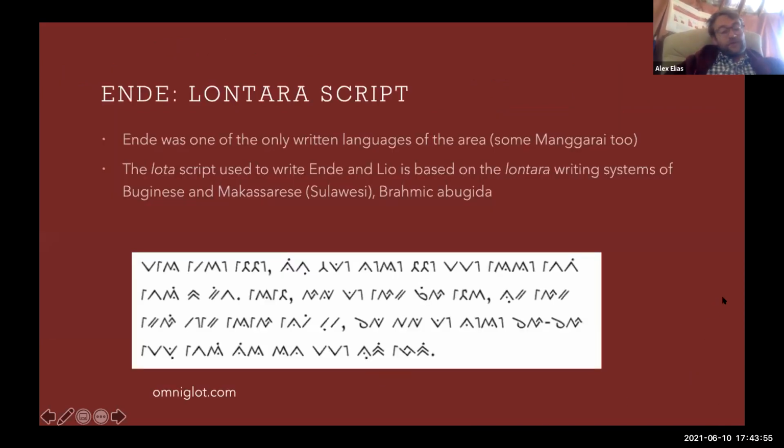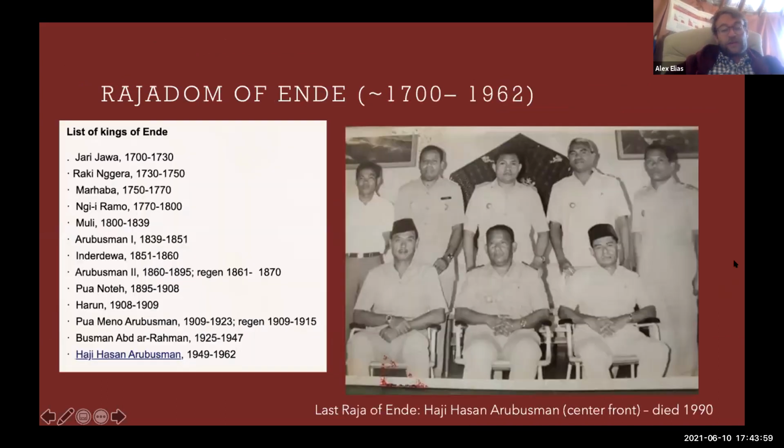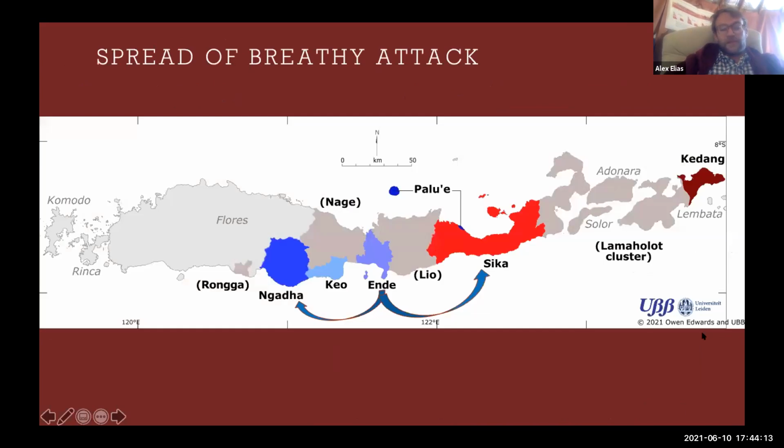Ende was one of the only written languages in the area. There was this Rajadam of quite long standing. The sound changes we're talking about probably are more recent than 400 years, 300 years. So it's quite likely that Ende was already quite important at the time that these developments were taking place.